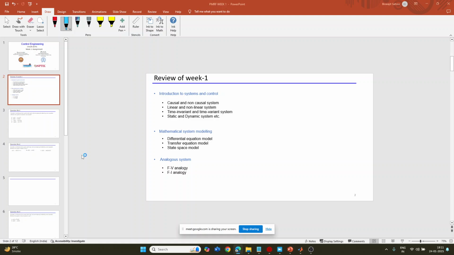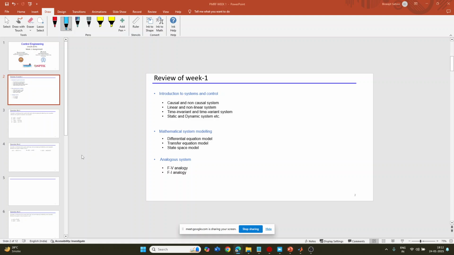Another type of system modeling is state space modeling. Where are you going to use the transfer function approach, and where the state space model? Those are the things you need to know. If a system is linear in time, then you can use transfer function equations.